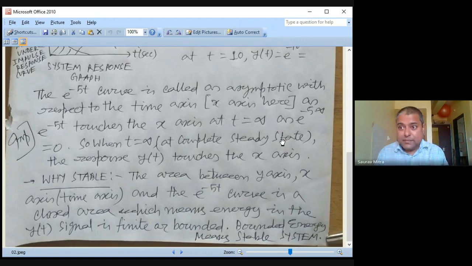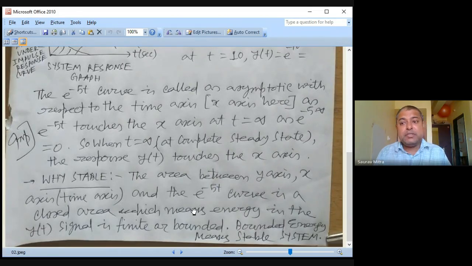Why stable? Very important question. The area between the y-axis, that is the y(t) graph, the x-axis, that is the time axis, and e raised to minus 5t. So between these three, if you want the area, you actually need three things: one is a curve, one is the y-axis, one is the x-axis. Between them, whatever is the area, that area is finite in this case, because you can calculate how much the area is. That is actually a closed area, which means that the energy in the y(t) signal is finite or bounded.